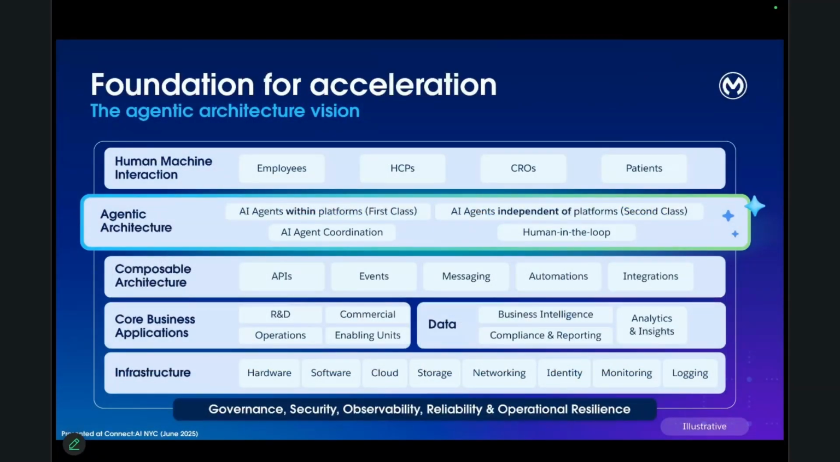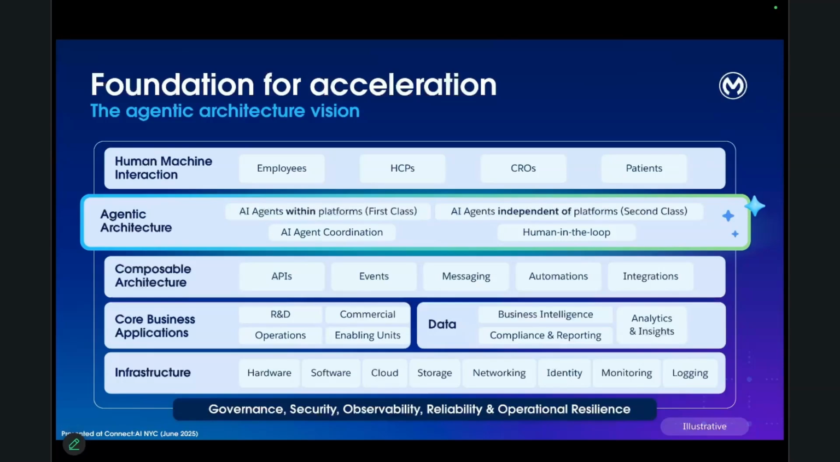Depicted in an architectural view, historically, Mule has provided access to the infrastructure layer, integration of your core business applications based on a composable architecture. That composable architecture is built on APIs, on event and message propagation, on automations and integration to all of those underlying applications. These are the capabilities that MuleSoft has historically brought.